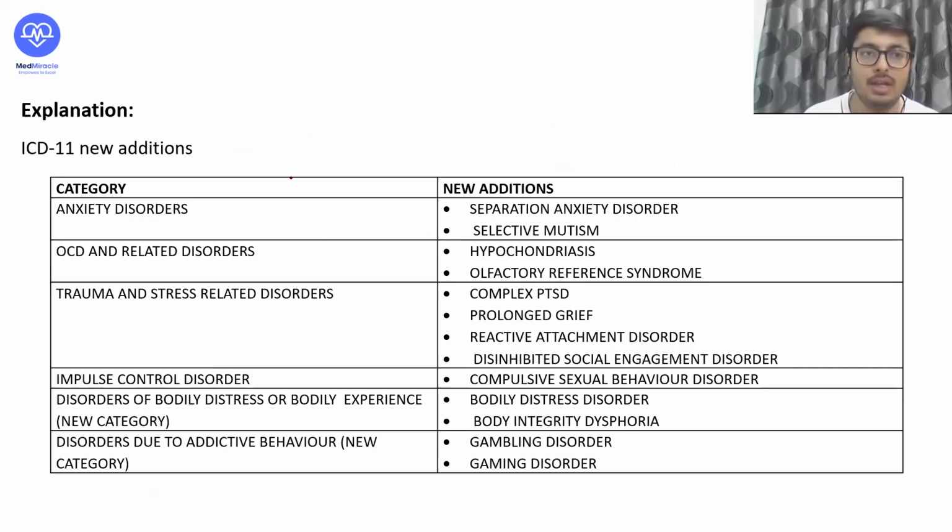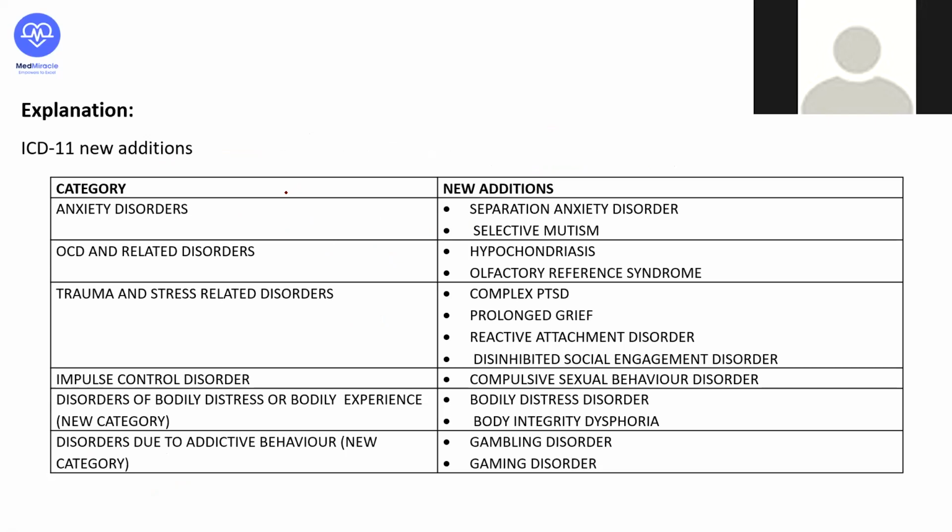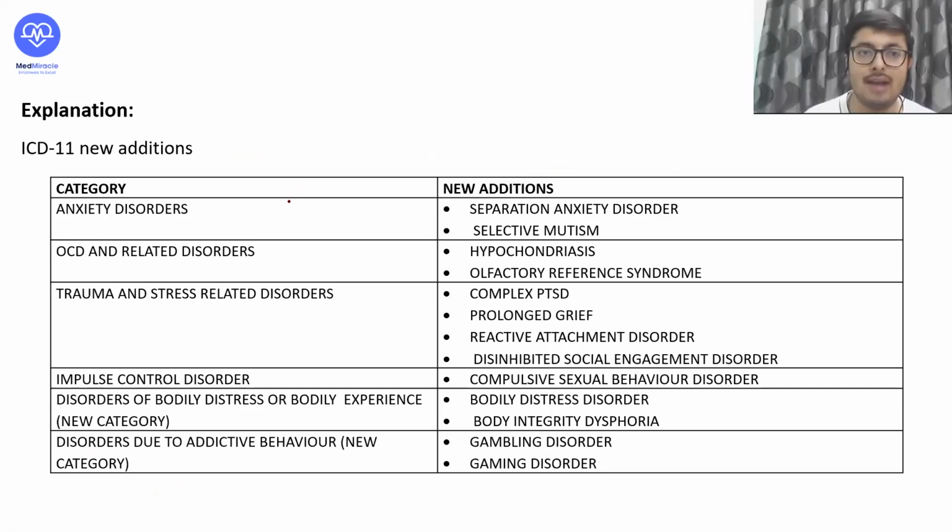So in the explanation, I have given the different categories of psychiatric illnesses and the respective new additions in the ICD-11, right? So these are ICD-11 new inclusions. In anxiety disorders, we have 2 new additions. One is separation anxiety disorder and second is selective mutism. In OCD and related disorders, we have hypochondriasis and olfactory reference syndrome. In trauma and stress related disorders, the 4 conditions which we have discussed. In impulse control disorder, compulsive sexual behavior disorder is included. This is a new addition.